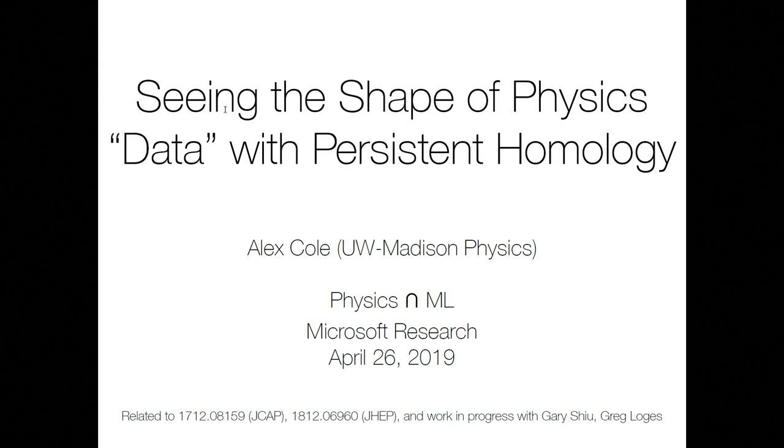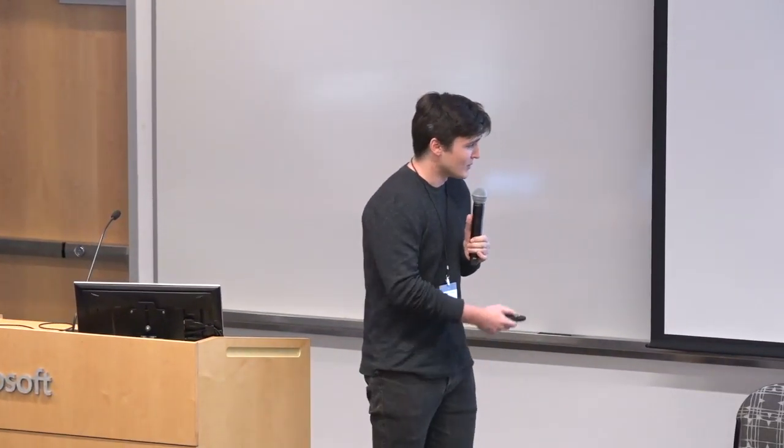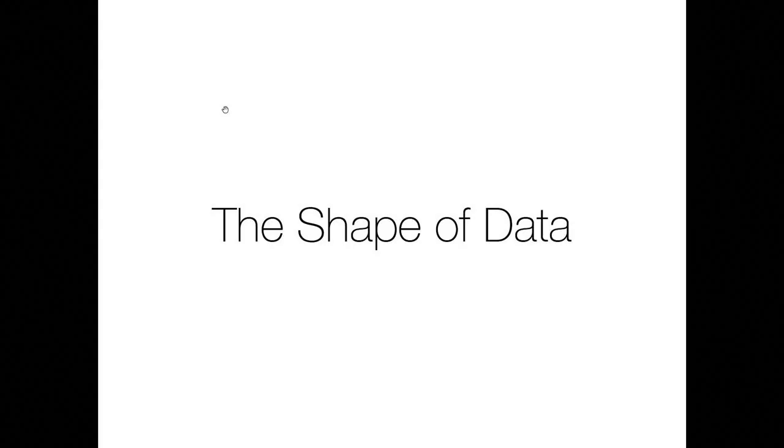Okay. Hi, everyone. The plan of my talk is I'm going to talk about this technique called persistent homology, which allows us to see the shape of data, broadly speaking, and then I'm going to try to talk about 3 physics projects. So buckle up. So first, the shape of data.